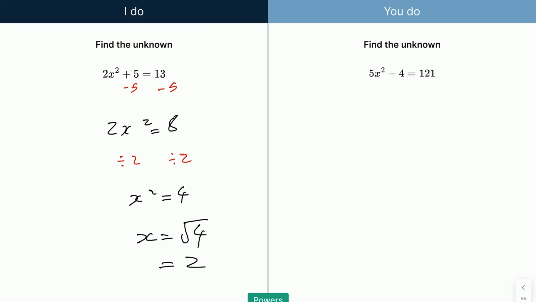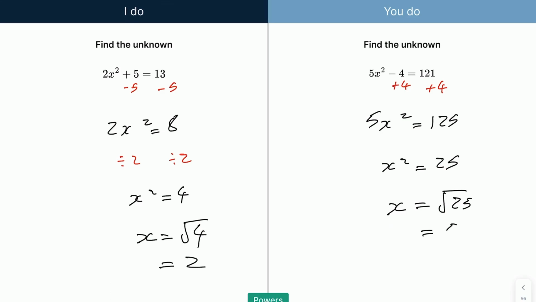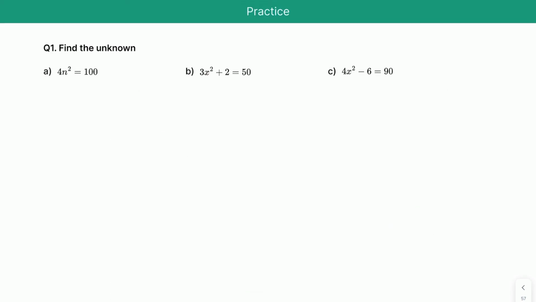Again, hopefully you've pressed pause and had a go at the example on the right. So this will become plus 4 plus 4. So that is 5x squared is equal to 125. And then we have x squared is equal to 25. And then here we just want to get x on its own, so that's square root of 25, which is equal to 5.